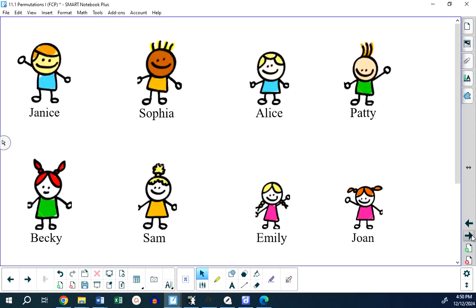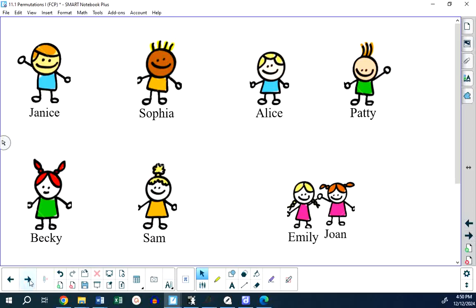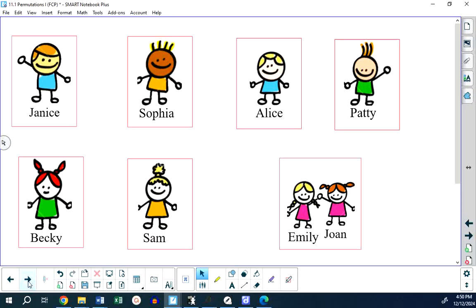Here are the 8 volleyball players. We've got Janice, Sophia, Alice, Patty, Becky, Sam, and then there's Emily and Joan. And there are 8 people that need to be arranged in the line for part A of this question. But since Joan and Emily are connected, they have to be next to each other, we have to think of these 8 individuals as 7 things that need to be arranged. Joan and Emily are always being shuffled from position to position, but they are together. So we treat them as one item. We have 1, 2, 3, 4, 5, 6, 7 items to arrange.